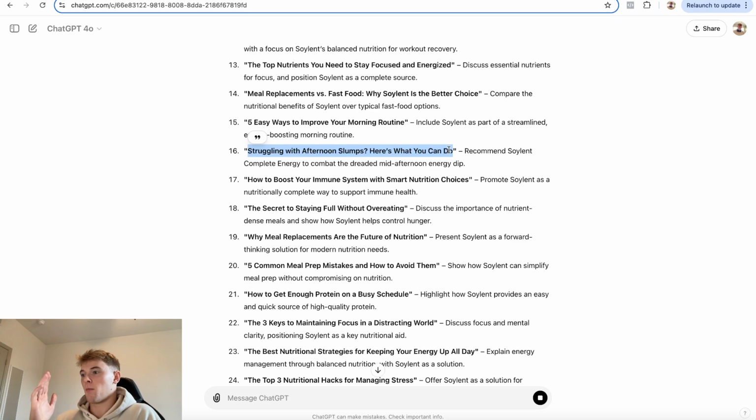Okay, that's perfect. It literally probably got afternoon slumps from a specific review. That's perfect because now those people are going to go to this, see afternoon slumps, and see how to fix it. And then our product is going to be one of the solutions to fix it. It's quite literally a perfect angle.